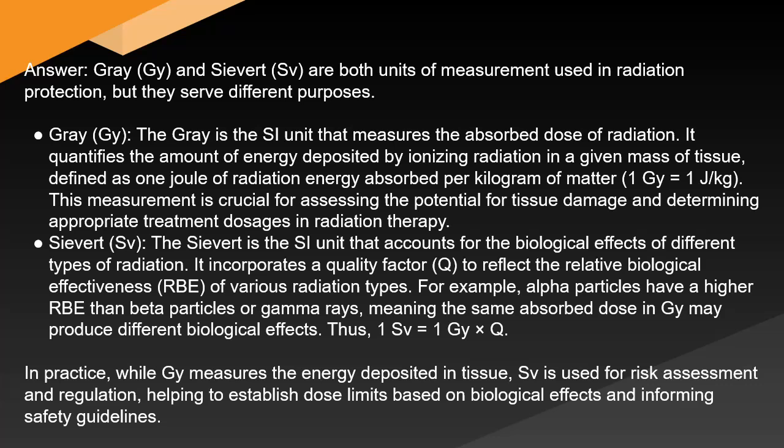It incorporates a quality factor Q to reflect the relative biological effectiveness, or RBE, of various radiation types. For example, alpha particles have a higher RBE than beta particles or gamma rays, meaning the same absorbed dose in Gy may produce different biological effects. Thus, 1 Sv equals 1 Gy x Q. In practice, while Gy measures the energy deposited in tissue, Sv is used for risk assessment and regulation, helping to establish dose limits based on biological effects and informing safety guidelines.